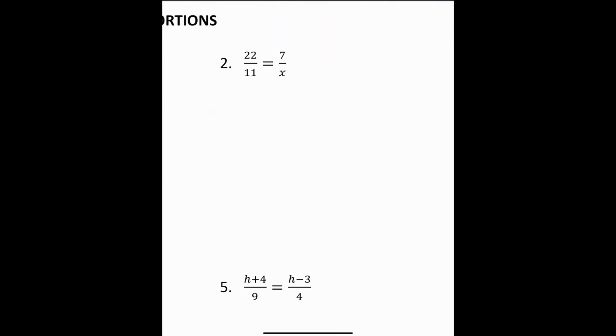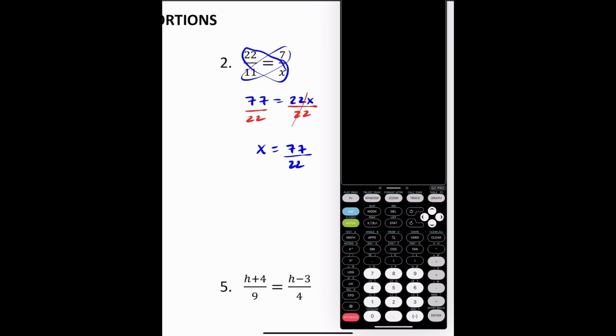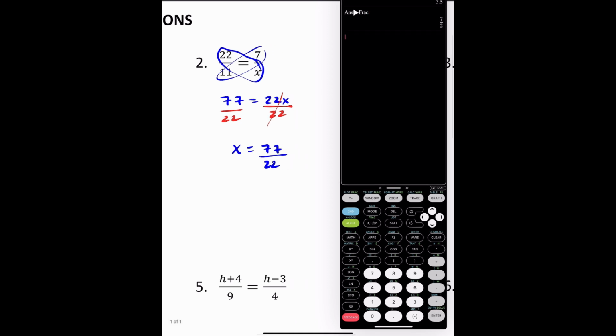All right, so number 2, I have 22 over 11 equals 7 over x. We're going to cross multiply. So I have 11 times 7, that's 77, equals 22 times x, that's 22x. Then I'm going to divide both sides by 22. So I have x equals 77 over 22. Now, we have a fraction here. Let's see if we can simplify this using my calculator. So I'm going to input 77 divided by 22, hit enter, math, enter, enter. So I have x equals 7 over 2, or you can say 3.5.